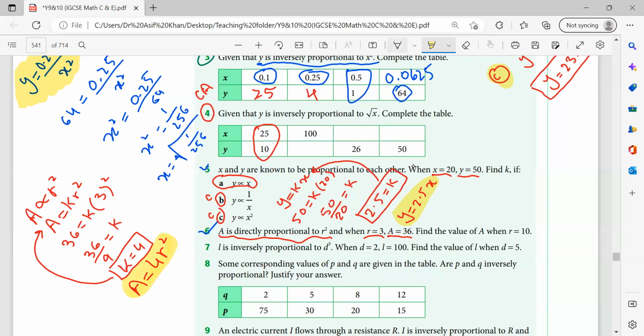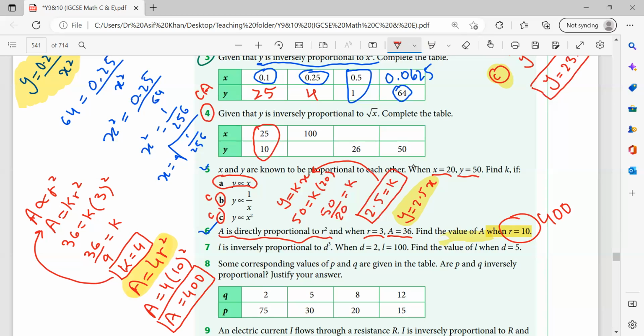Now after that he is saying find the value of A when R is equal to 10. So in place of R you will put 10. So A is equal to 4 times 10 square, because this one is R square. 10 square will be 100 and 4 times 100 will be 400. Am I right? Yes, sir. It's 400. So 400 is the answer in case of direct proportion.